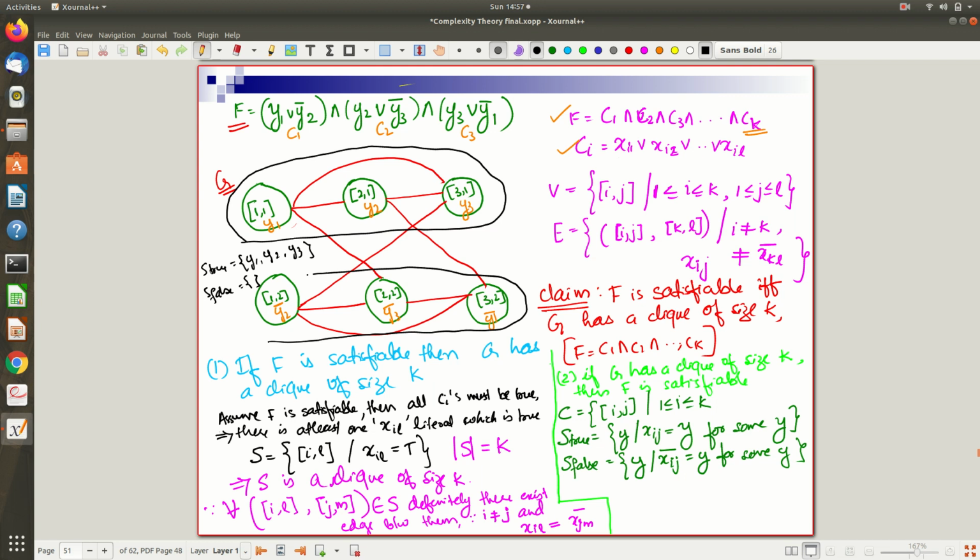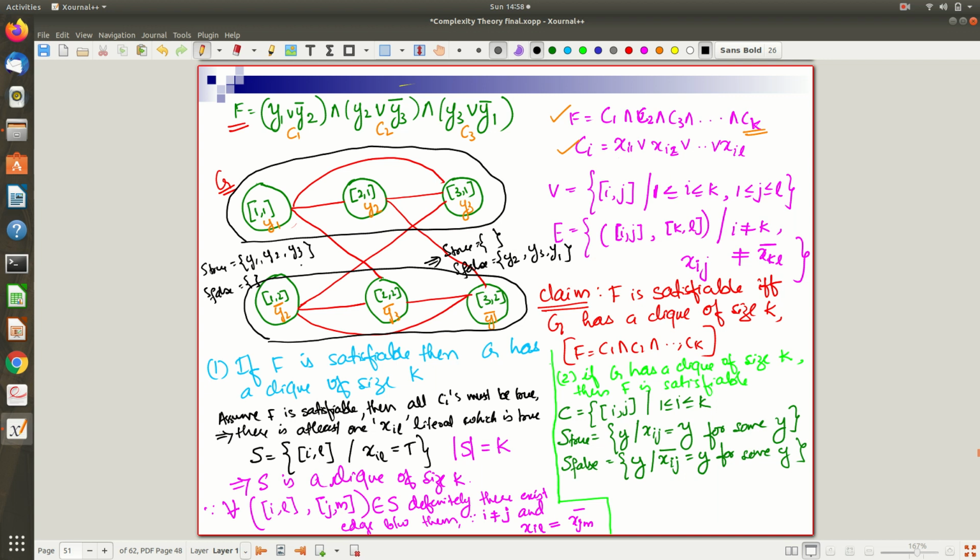Now let me take this one. If this clique is what you considered, and you can consider anything as you wish, you will get S_true as the null set, because there is no true literal. If something is there, you have to add it here. And S_false is going to contain y2, because that literal's complement is y2, something like that, y3 and y1.